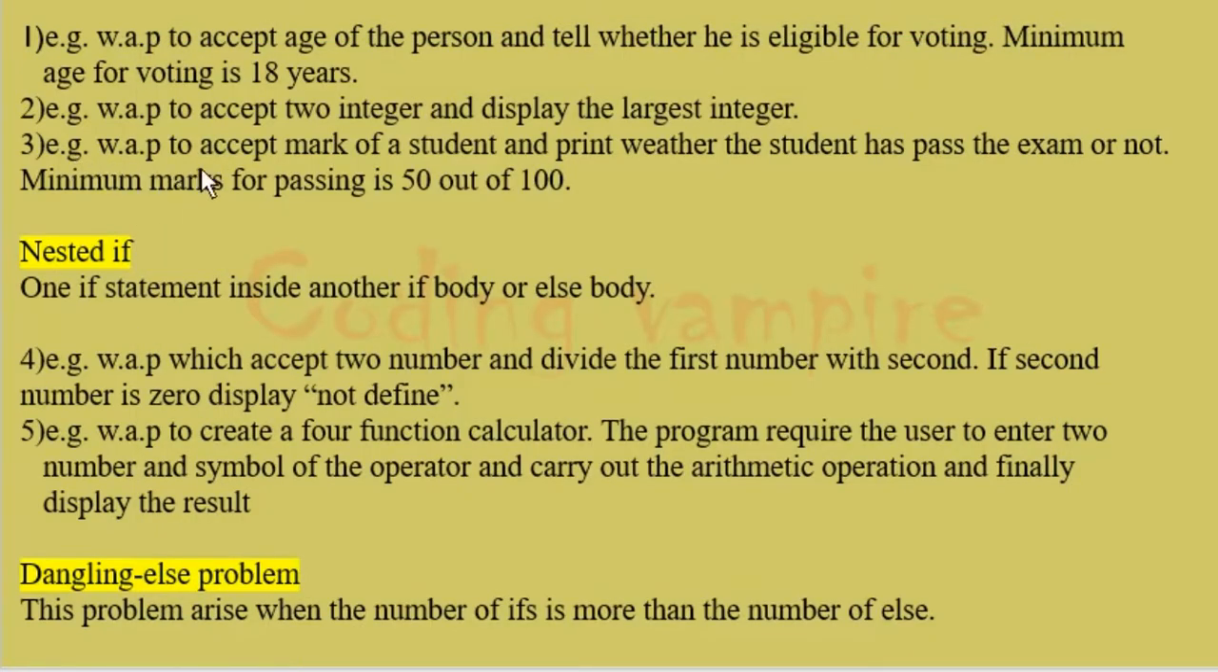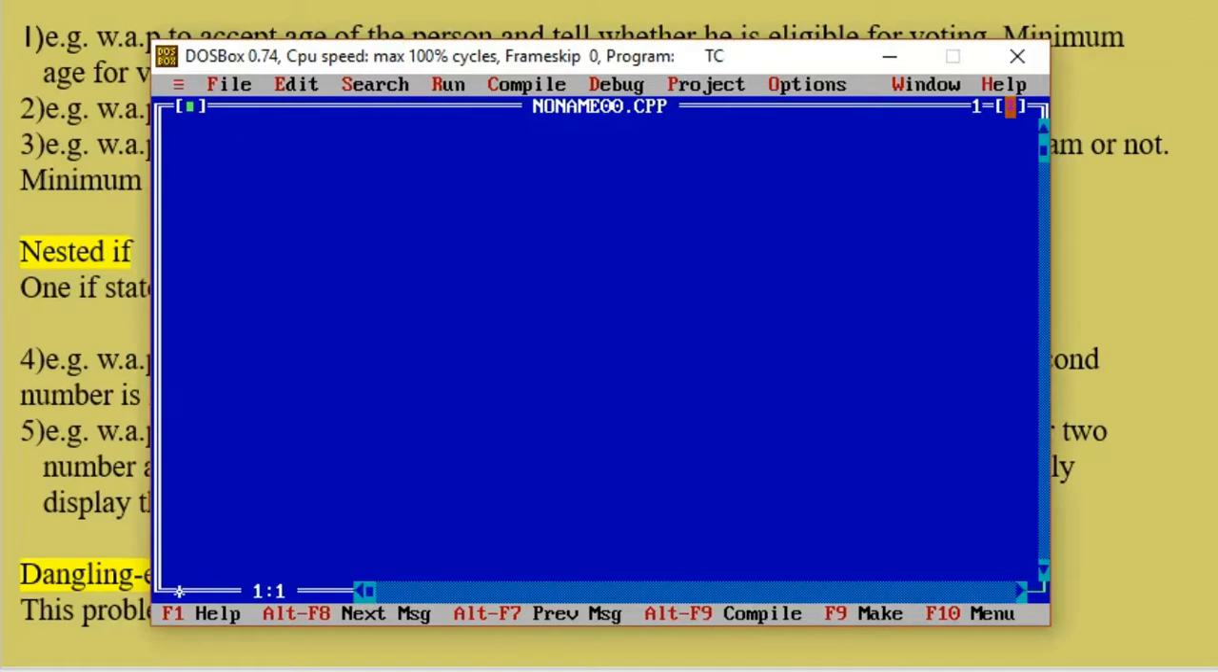So now we'll do the next program. Example 3. Write a program to accept the marks of a student and print whether the student has passed the exam or not. Minimum marks for passing is 50 out of 100. So we'll include two header files, hash include iostream.h, hash include conio.h. Then we'll write void main, open the main body of the program, clear screen.